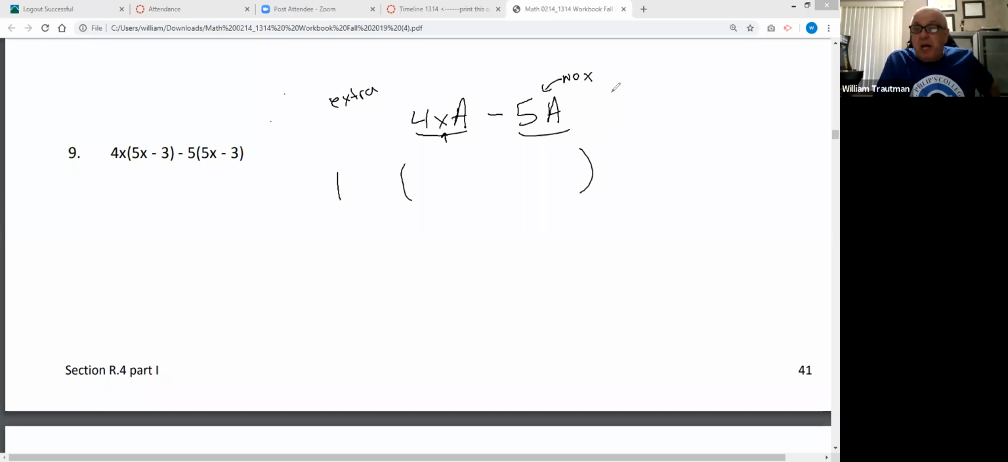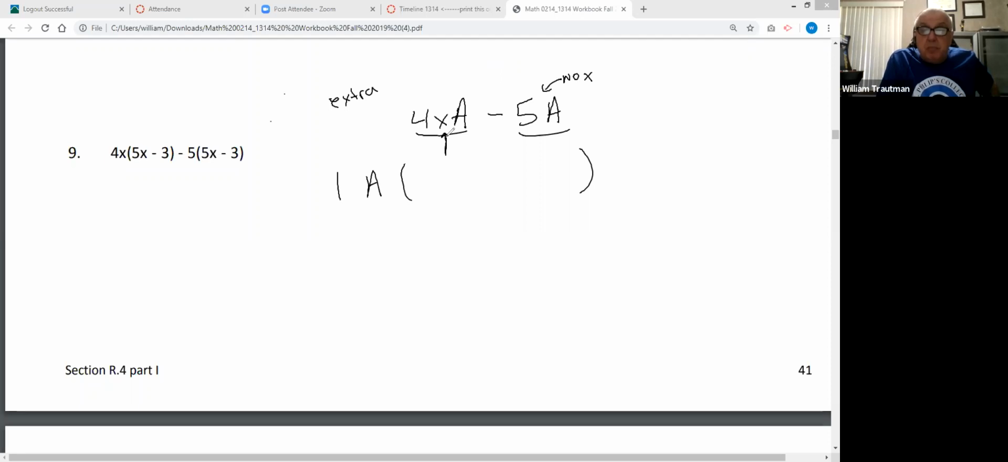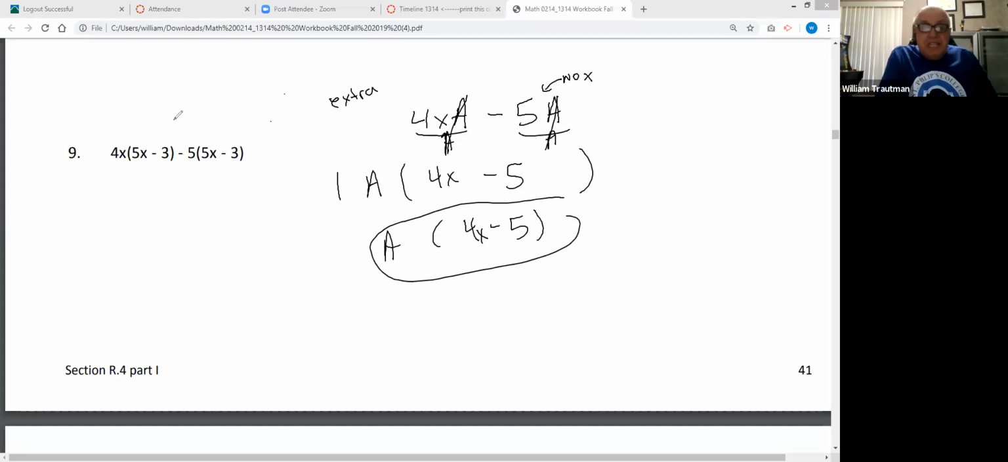What is the lowest power big A? Just 1. Yeah, there's a big A to the 1 power. So we're dividing both of these by just big A. When the big A's cancel, I'm left with 4x, and I'm just left with 5. So my answer is big A, 4x minus 5. Okay? So this problem is the same thing.